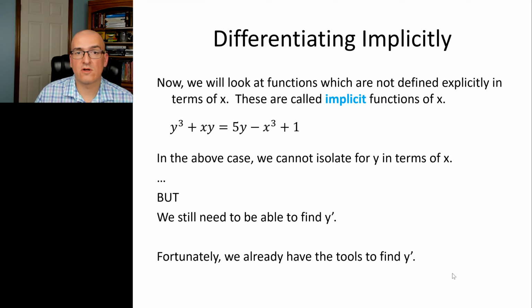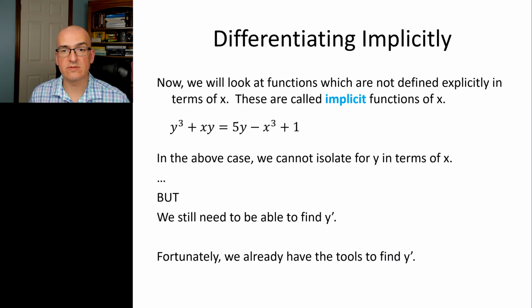Those functions are called explicit functions of x. And we contrast them with implicit functions of x, like the one that's shown here. What makes a function implicit is a mixture of x's and y's that cannot be easily disentangled.